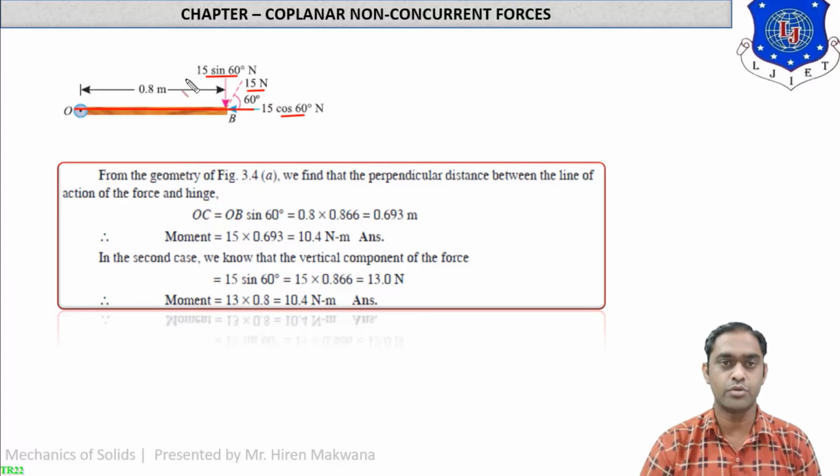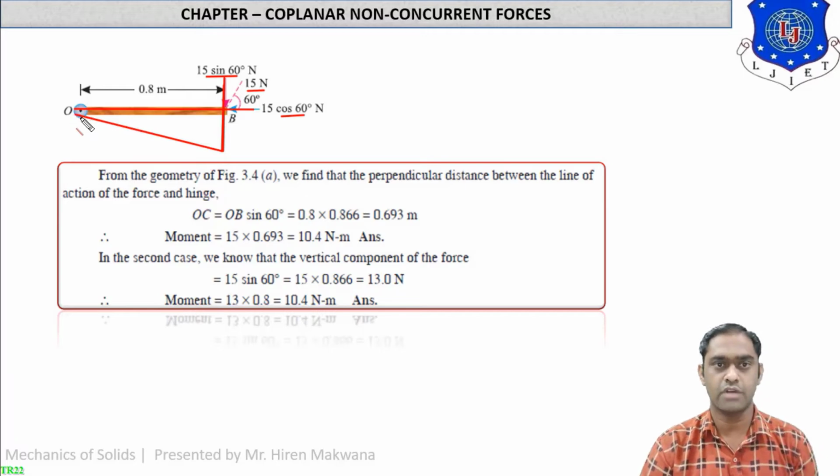So what is the remaining force? 15 sine 60. Its line of action is vertical. It is not passing through the point O. So there will be some moment. This force is going down, so it will again rotate in the clockwise direction. So it will be like this.